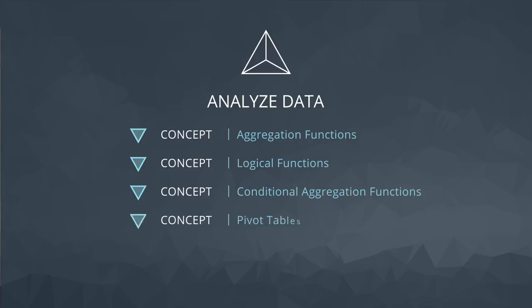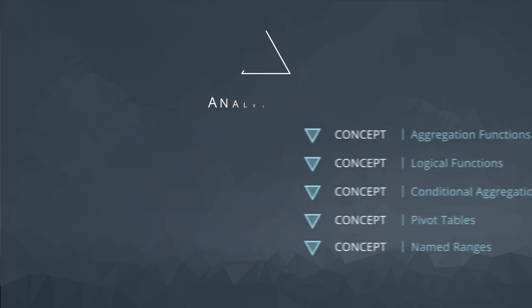Next, you'll learn to create pivot tables. A pivot table is a tool that will allow you to summarize and aggregate data all in one step. After that, we'll shift directions a bit and introduce named ranges, which are helpful when we reuse the same ranges over and over in our spreadsheets.